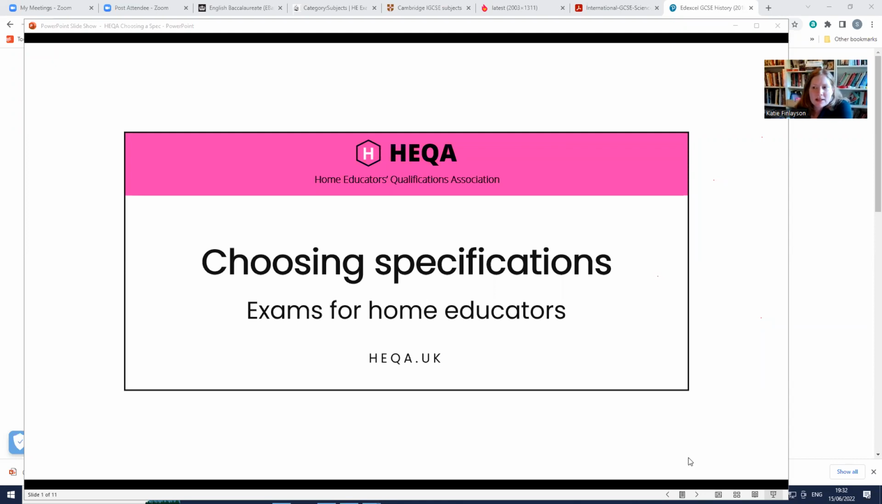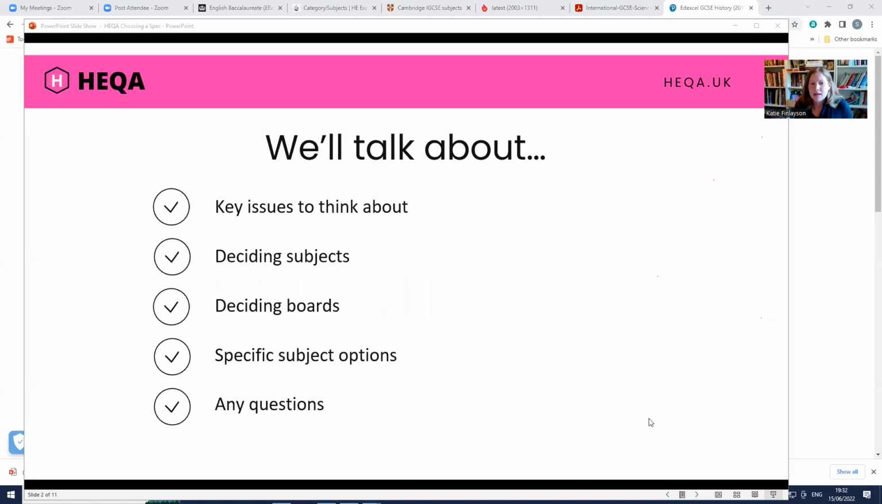So what we're going to look at tonight particularly is how you would go about choosing the right subjects and specifications that you want to look at for your home educated child taking exams. Do you want to just pop onto the first slide, Sarah? So Sarah and I will talk through some points that we think are going to be useful to you.